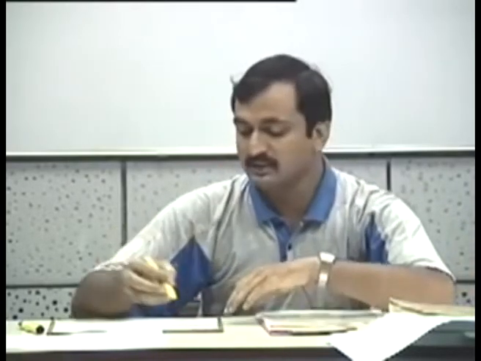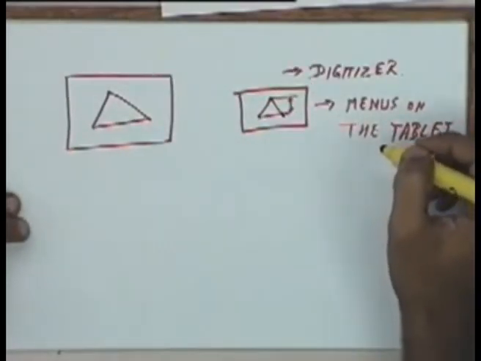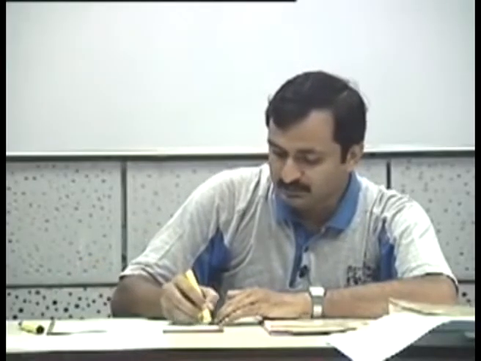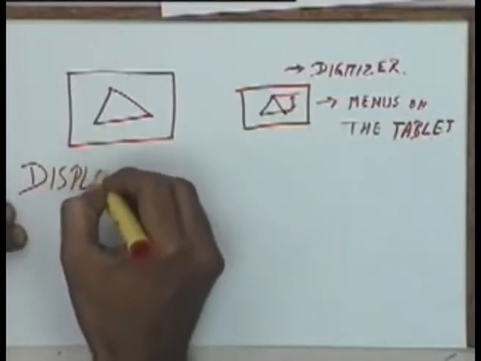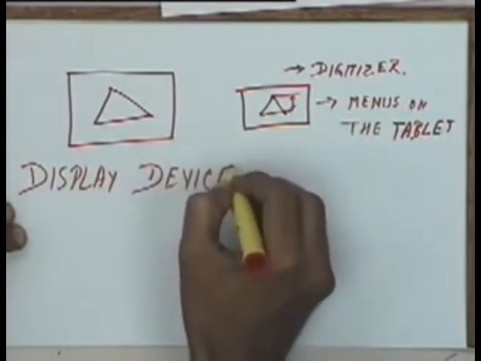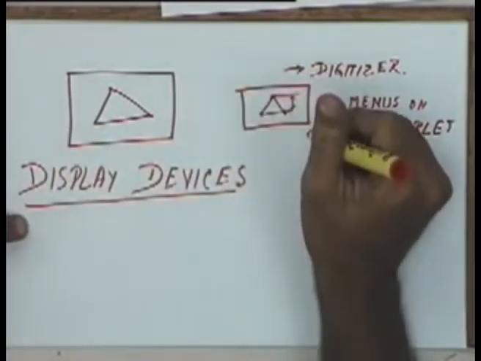So these are some of the input devices which are very frequently used in CAD systems. Now, if you look at the display devices, any questions with respect to the input devices?